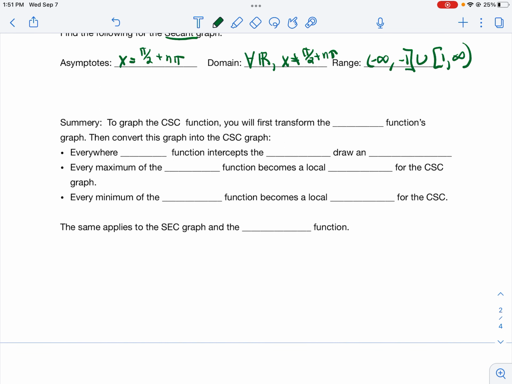So, basic summary of this information that we just went over is that to graph the cosecant function, you will first transform the sine function. So we'll graph the sine function. Then we'll convert the sine graph into the cosecant graph in the following way. Everywhere that our sine graph intersects the x-axis or the midline, in this case it was the x-axis, but every time it intersects the midline, we will draw an asymptote.